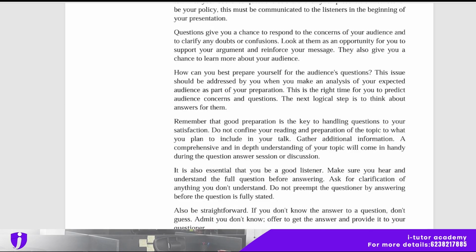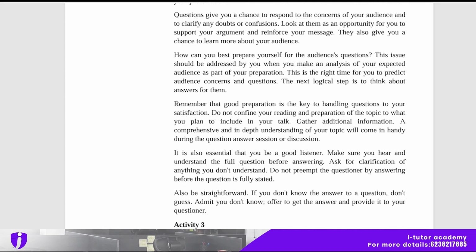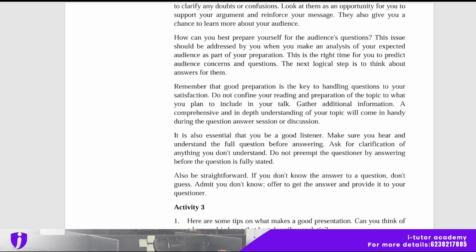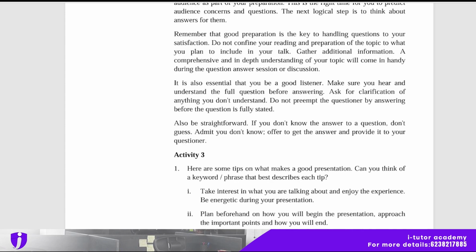How can you best prepare yourself for audience questions? This issue should be addressed when you make an analysis of your expected audience as part of your preparation, and this is the right time for you to predict audience concerns and questions. The next logical step is to think about answers for them. And remember that good preparation is the key to handling questions to your satisfaction. Do not confine your reading and preparation of the topic to what you plan to include in your talk. Gather additional information. A comprehensive and in-depth understanding of your topic will come in handy during the question answer session or discussion.